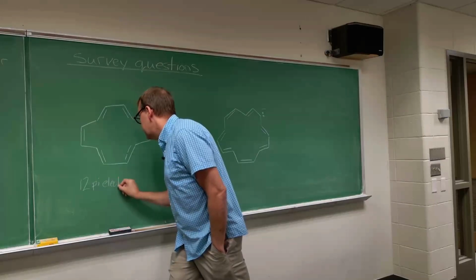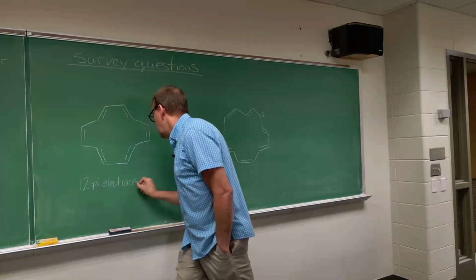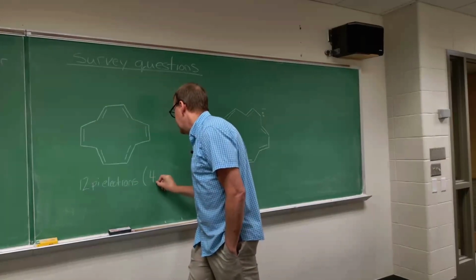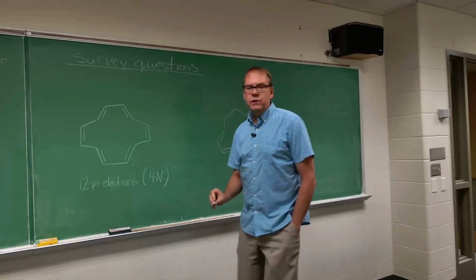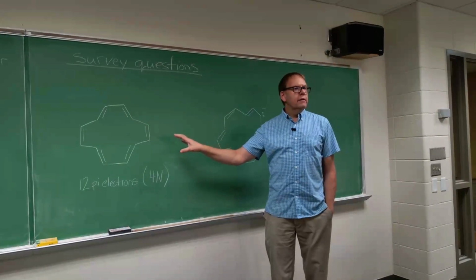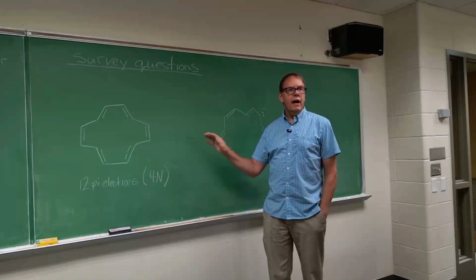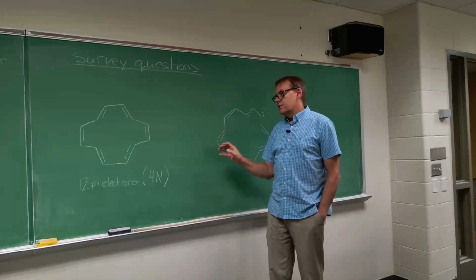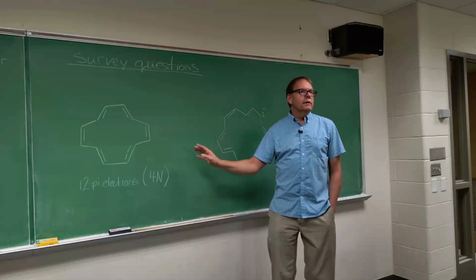And that is a multiple of 4n. It's an even multiple of 4, which means that this is set up to be anti-aromatic if all the rules hold. If it's flat, then it's going to be anti-aromatic. So that is not a good way to live if you're a molecule.